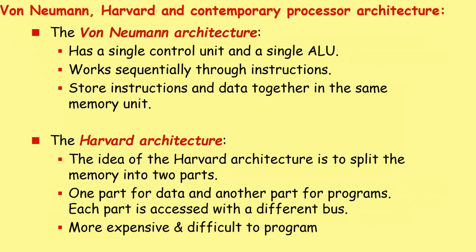Von Neumann, Harvard, and contemporary processor architectures. The von Neumann architecture has a single control unit and a single ALU. It works sequentially through instructions, stores instructions and data together in the same memory unit, in a binary format. The idea of the Harvard architecture is to split the memory into two parts. One part for data and another part for programs. Each part is accessed with a different bus, and this gives certain advantages over von Neumann architecture. However, it's more difficult to design and build, and more difficult to program, and generally more expensive.